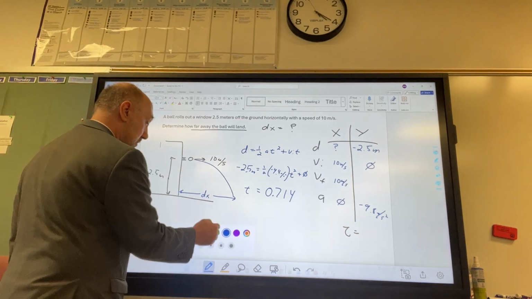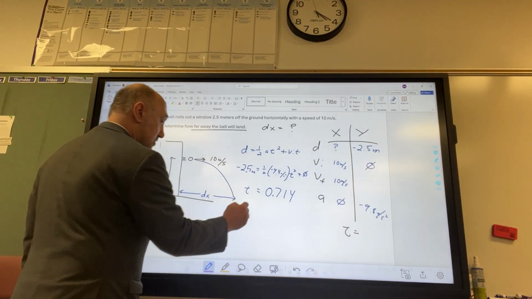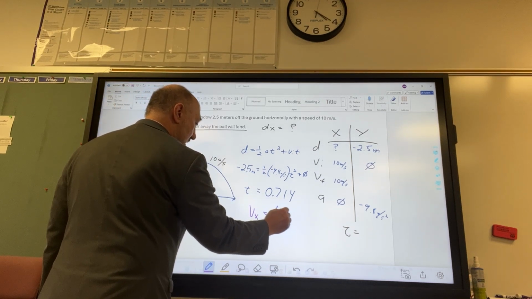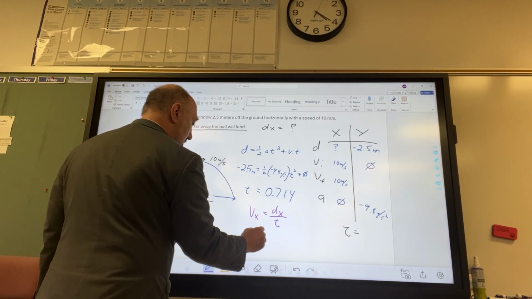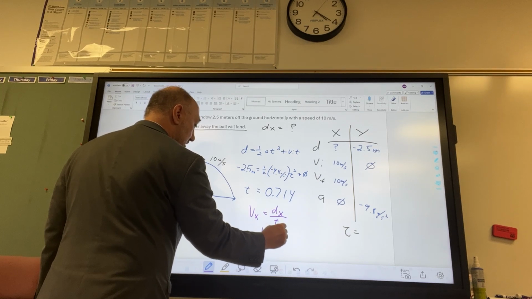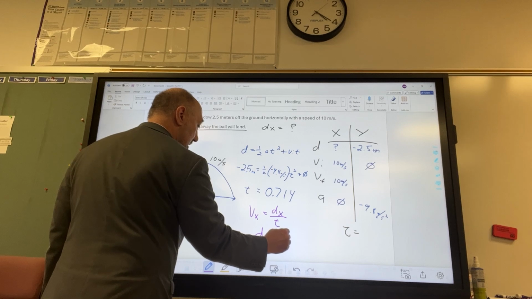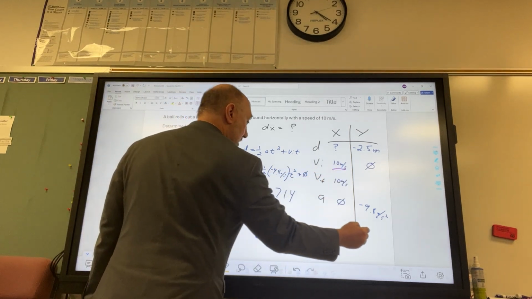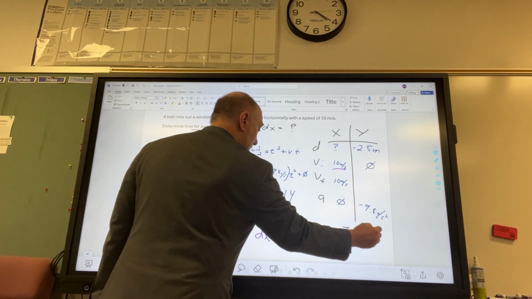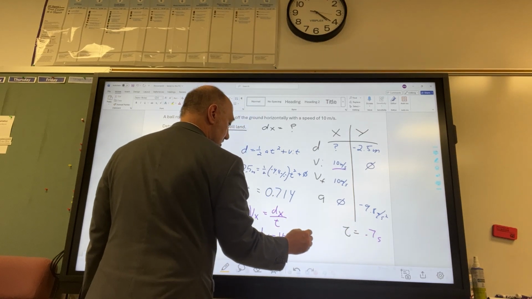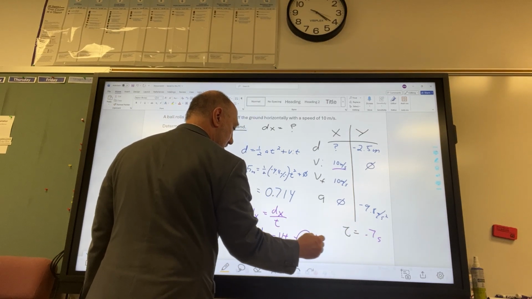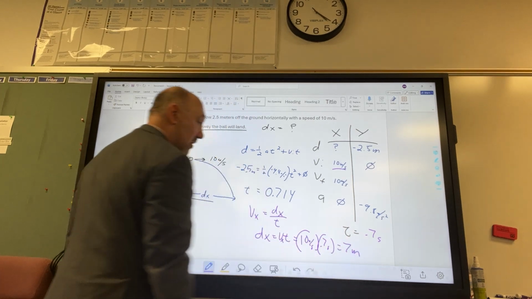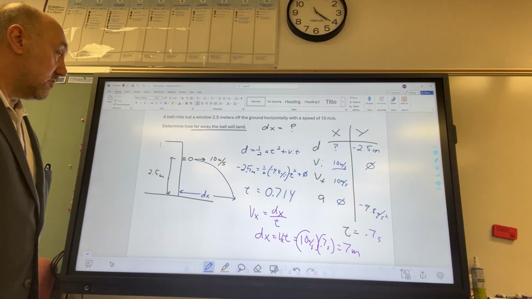Now that I know the time, in the X direction, right? Velocity in the X is distance in the X over the time, or in other words, distance in the X is velocity times time in the X. And so I'm going to have 10 meters per second times my 0.7 seconds. So it's going to land about 7 meters away.